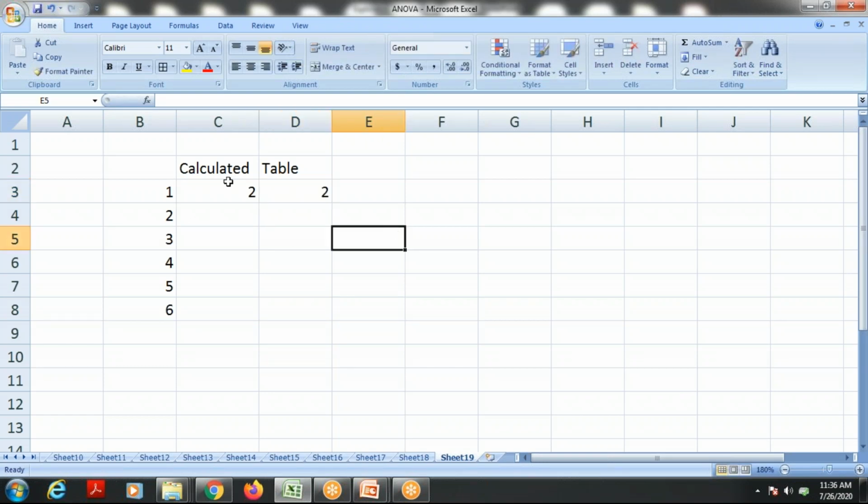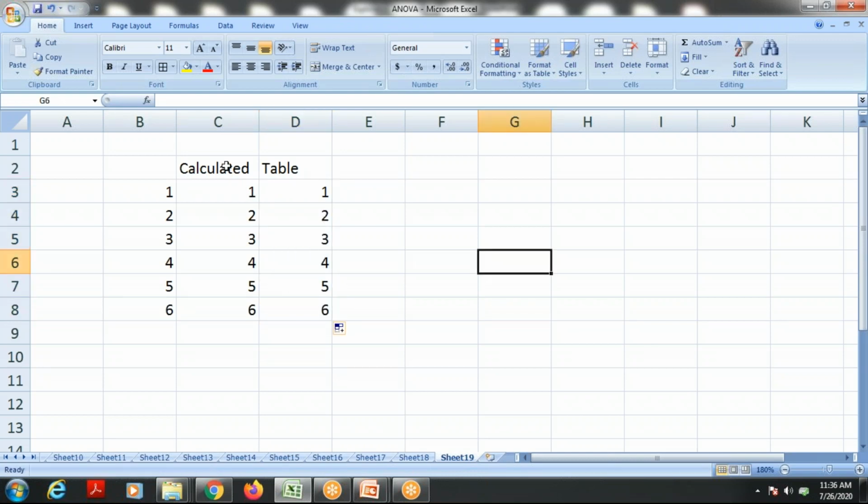Be careful. What you calculated is 2, and when you look at the table, that is also 2. Let me start from 1. You calculated 1, the table value is 1. You calculated 2, the table value is also 2. That means whatever you calculated, the same is given for the table as well.